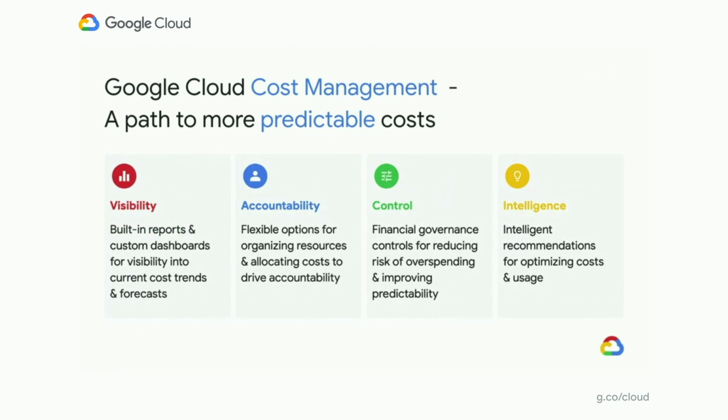With accountability, it means that we enable you to organize and allocate your costs in ways that align accountability and budgets for the appropriate business units that you have in your company, or cost centers, or teams, whatever makes the most sense. Control, of course, means that you can make costs more predictable with tools that help you forecast, budget, and essentially mitigate risk. And finally, intelligence. That means we give you recommendations and optimizations to help you, at core, save money, because who doesn't want to do that?